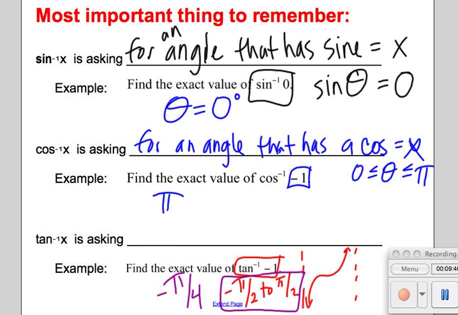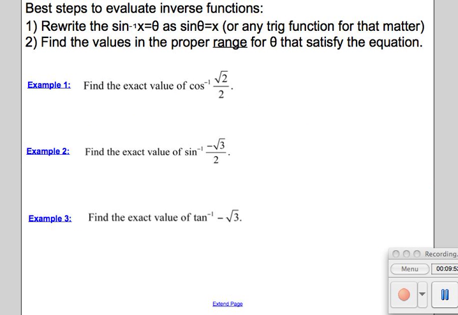So let's show you some problems that you're going to be solving for today. So the best steps to evaluate inverse functions. Number 1, rewrite the sine inverse of x equal to theta as sine of theta equals x. Most of you will make sense of that a lot better than cosine inverse of something. So I'm always going to rewrite it. So let's see that with the example. We're going to rewrite this as cosine of some angle equals square root of 2 over 2.